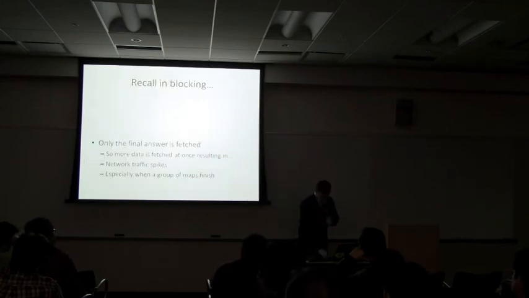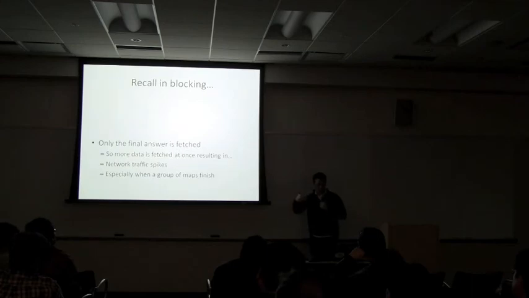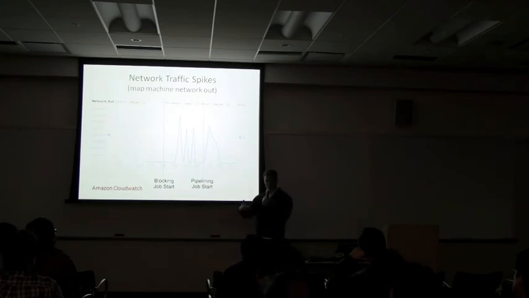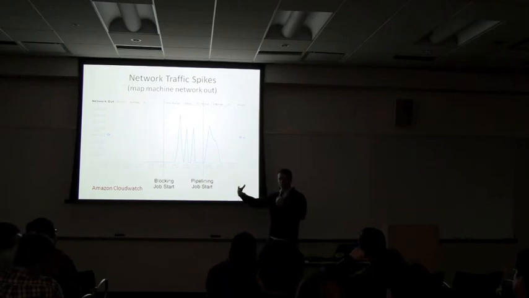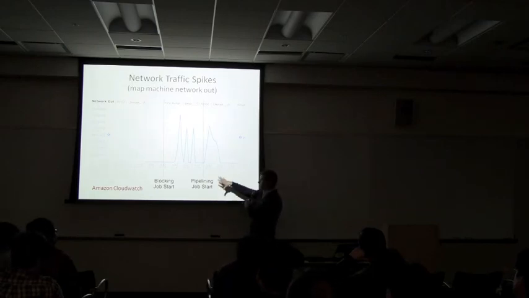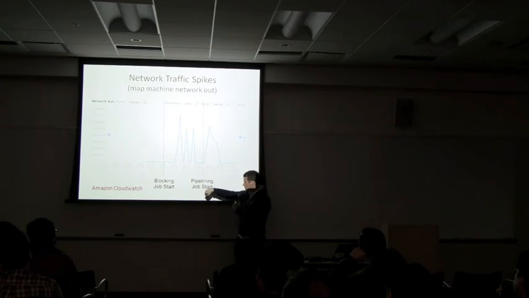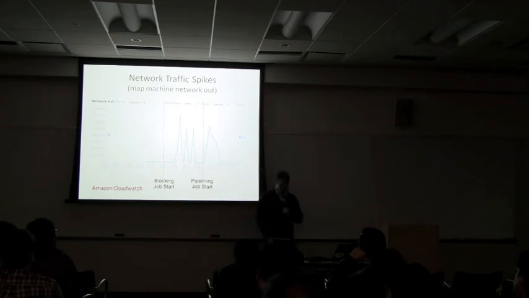Also, only final answers are fetched, so more data is fetched at once, resulting in network traffic spikes, especially when groups of maps finish. Amazon CloudWatch will also show you how much data the network is sending out. Here I'm showing you the map machine's network output plot over time. Here's where the blocking job starts. Here's where the pipelining job starts.